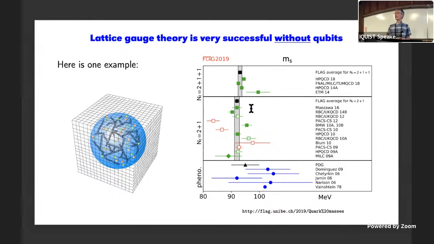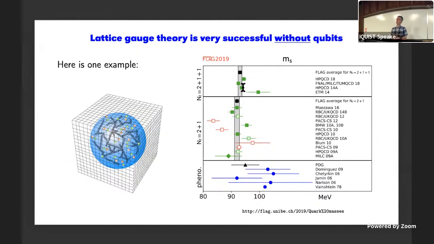But here in the top two panels, you'll see lattice gauge theory determinations of the strange quark mass. Many different groups. These are acronyms for lattice groups working all around the world. And you see the dates, 2009, 2010, 2012, all the way up to 2018. Different groups of people calculating the mass of the strange quark. And the error bars are small enough that you can start to talk about the distinction between the lattice calculations labeled 2 plus 1, and this other set of lattice calculations labeled 2 plus 1 plus 1.